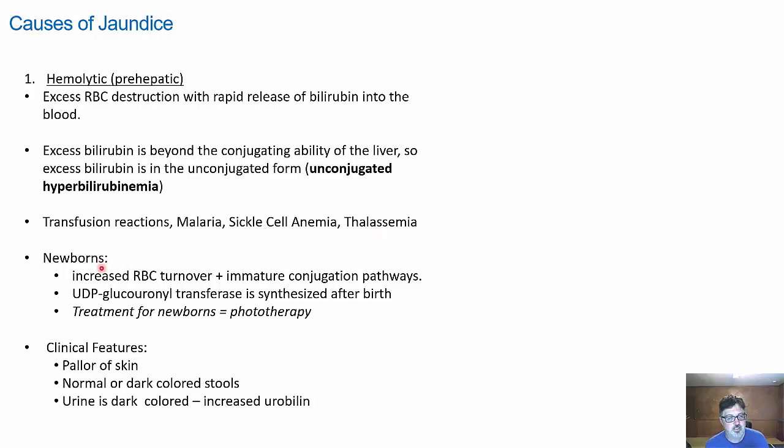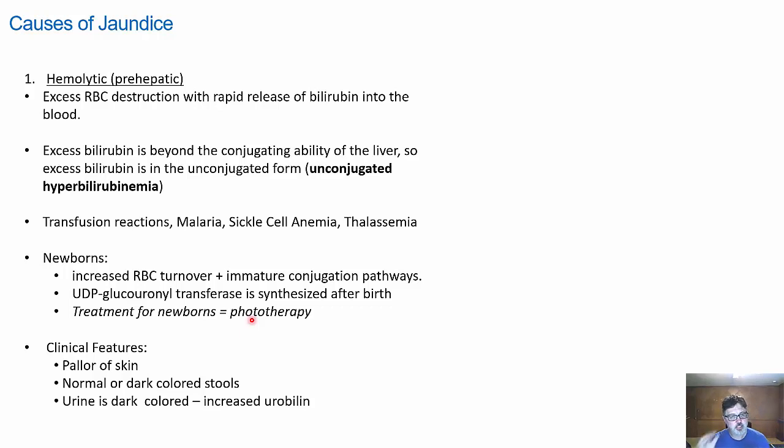So newborns, there's a couple of reasons why we see this. First of all, we have an increased red blood cell turnover, but we also have immature conjugation pathways. The newborn doesn't have the enzyme UDP glucuronosyltransferase fully formed yet. That's not really starting to be synthesized till after birth. And so you'll see that we'll have a little bit of buildup because we can't quite conjugate the bilirubin. So what's the treatment? Well, basically just stick your baby in a windowsill, right? You get that nice phototherapy. Put it outside in the sunlight for a little bit. And that'll help decompose or break down that excess bilirubin.